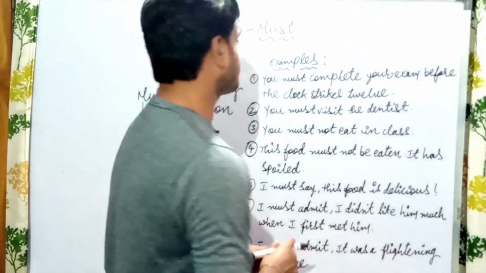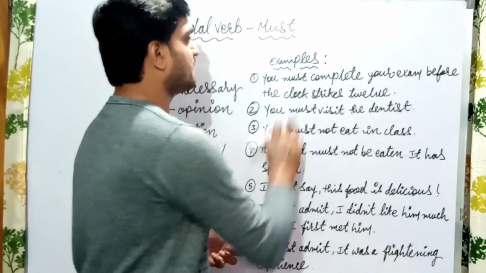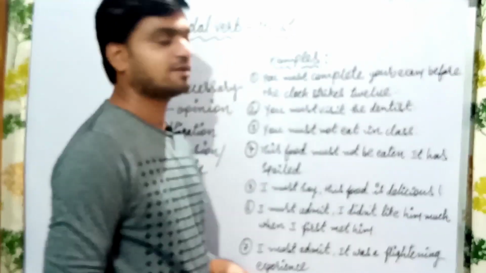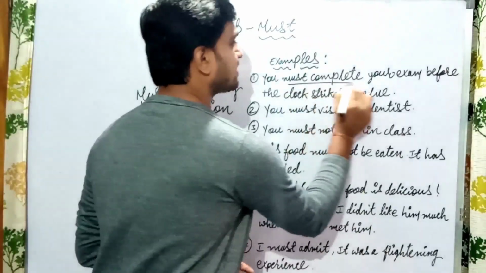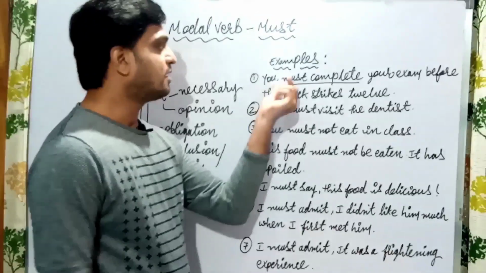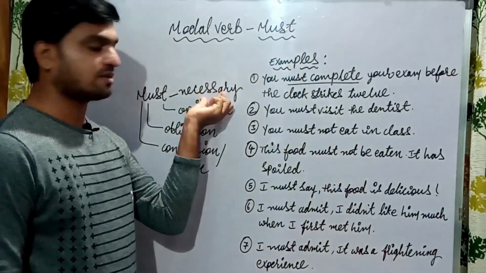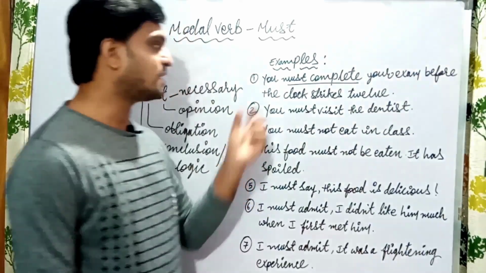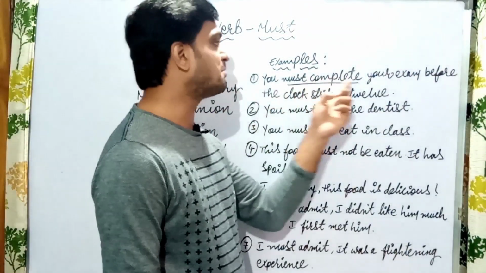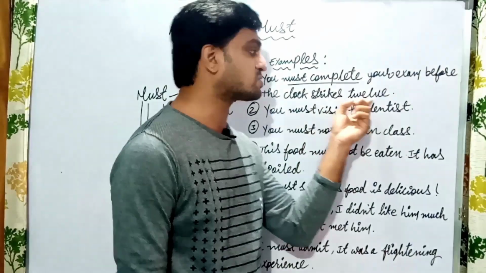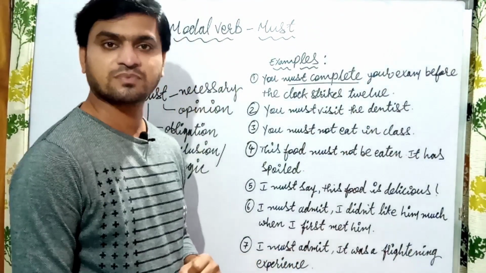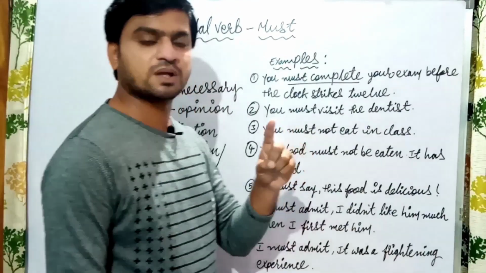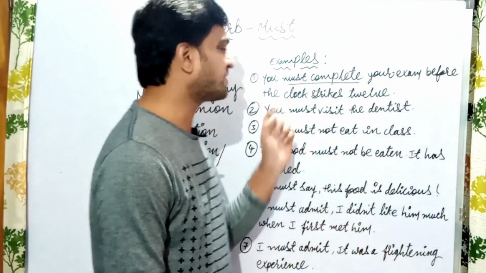So if you see the first example, you must complete your exam before the clock strikes 12. You must complete. So must means necessary, compulsory, as I told you. Here if you read the sentence, you must complete your exam before the clock strikes 12. So that is a condition. Before 12 o'clock strikes, you have to complete your exam.